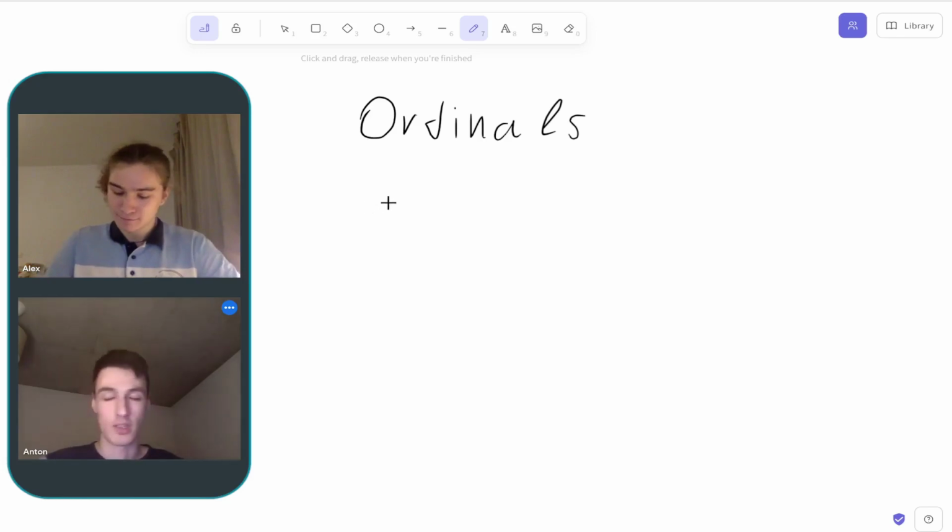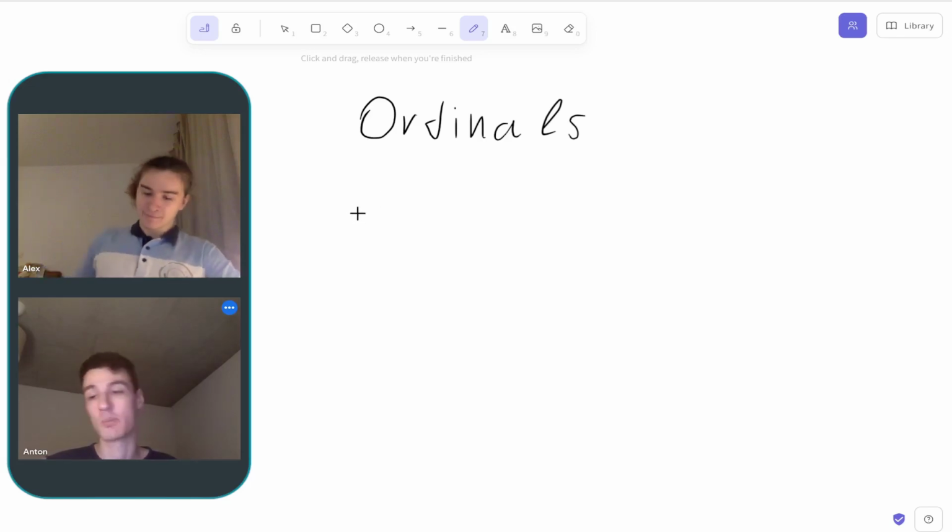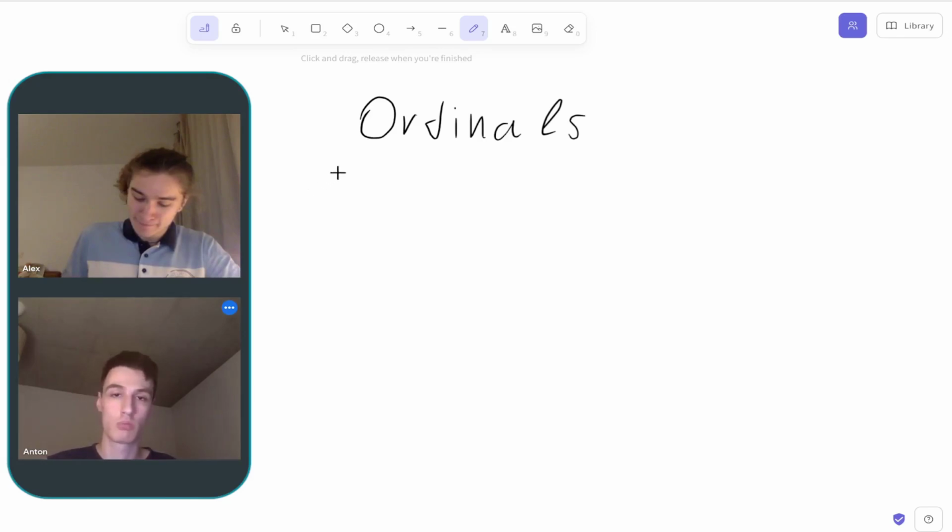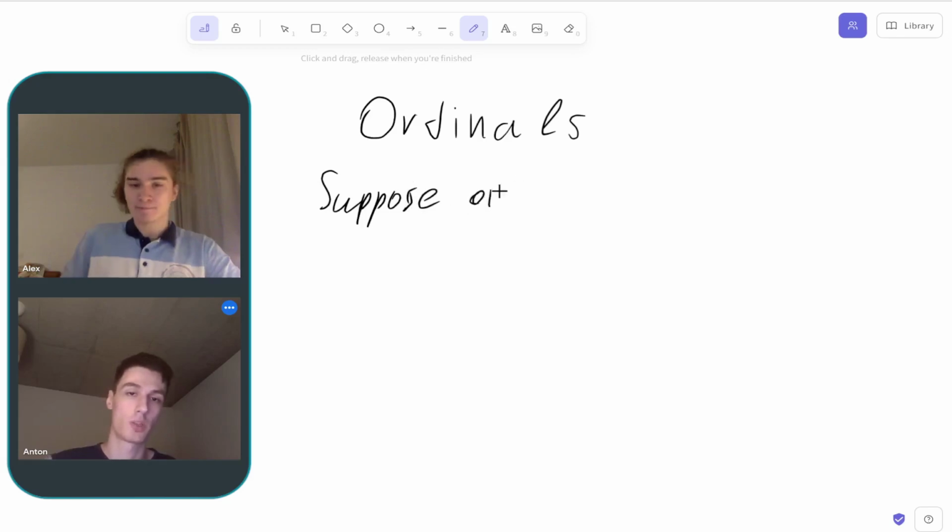Okay, let us prove it. And the proof is very short and very elegant. And it is a proof by contradiction. So suppose ordinals form a set.